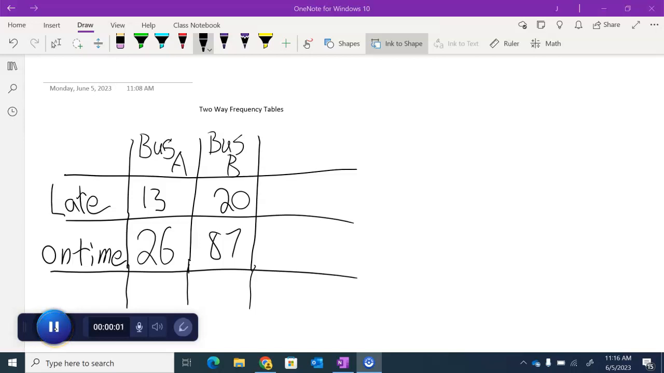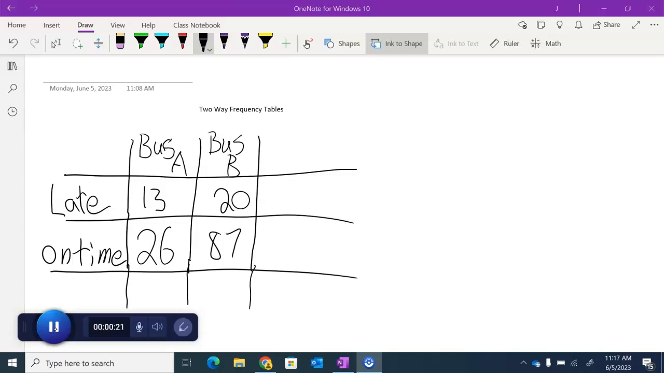Alright, hello, this is Mr. Moore, and we are going to learn about two-way frequency tables. For this one, we're going to talk about two buses, bus A and bus B, and how often they are late or on time.